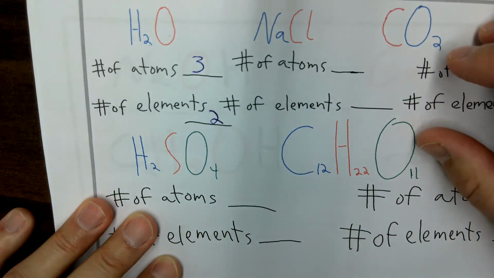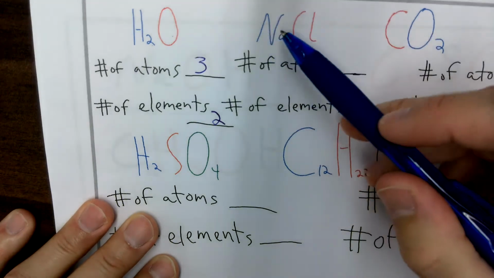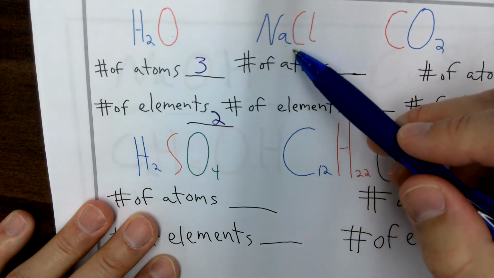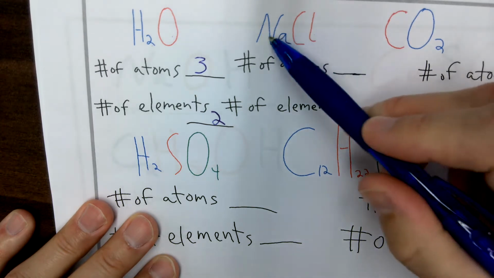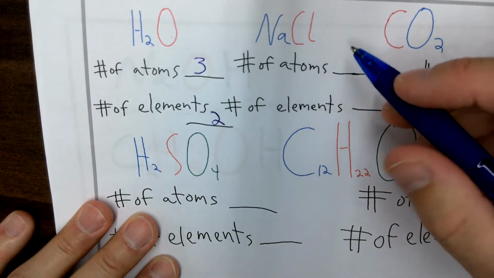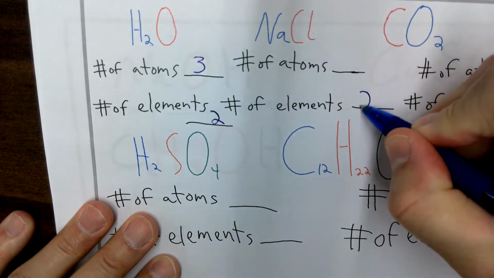NaCl. How many elements are in NaCl? Sodium chloride. Now remember the rule, count the capital letters. Capital N, small a, there's 1 capital letter. Capital C, small l, there's 2 capital letters. There are 2 elements, sodium and chlorine. This is sodium chloride. Number of elements, 2.